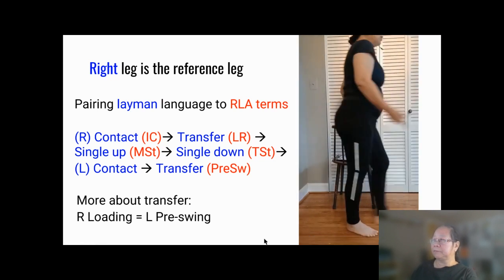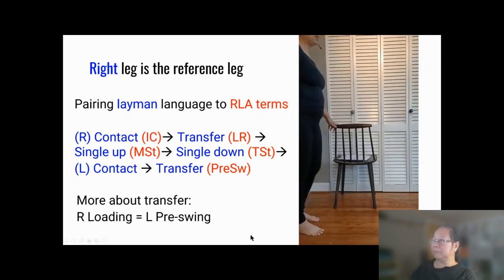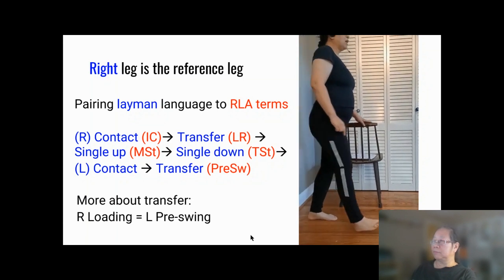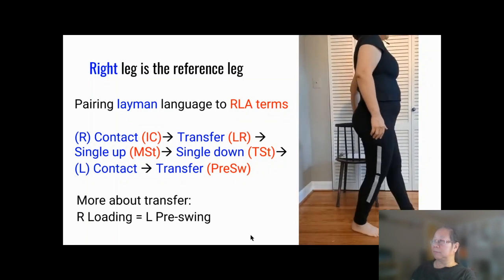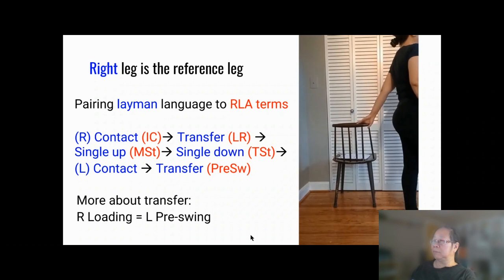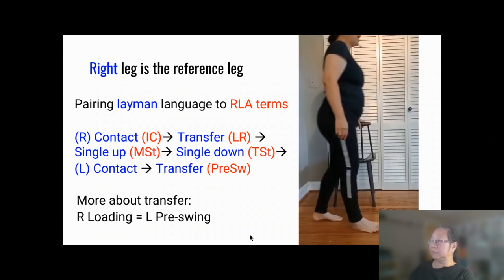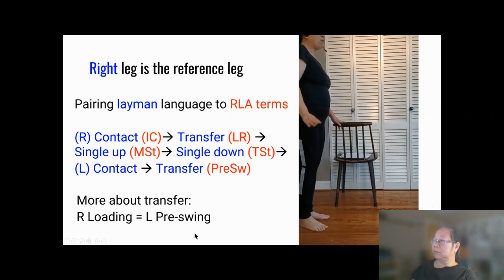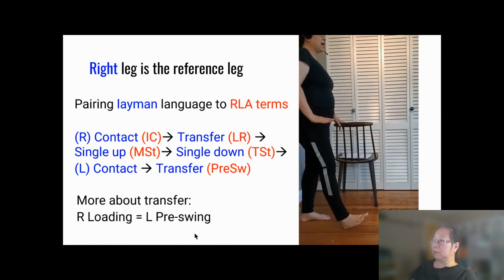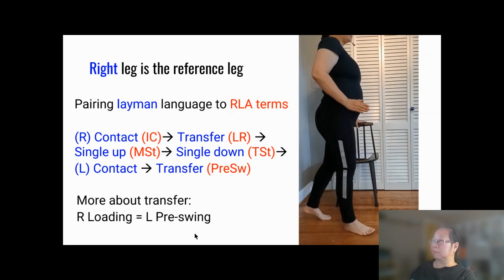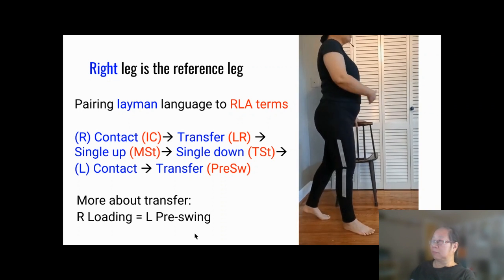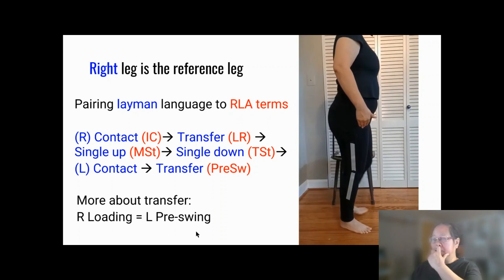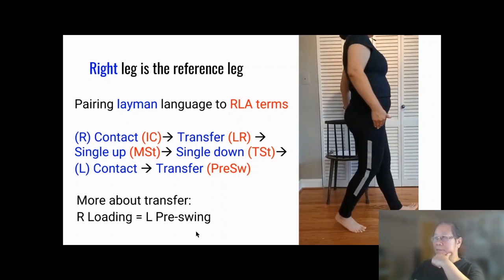So now let's do it again. Then I'll give you the name of each gait phase. Contact, transfer, single up, single down, transfer, and swing. Okay, so that is what happened. Now we're going to add a name. For the right side, this is initial contact, loading response. Remember we talked about loading, transferring the weight onto it. Mid stance, terminal stance, pre-swing.